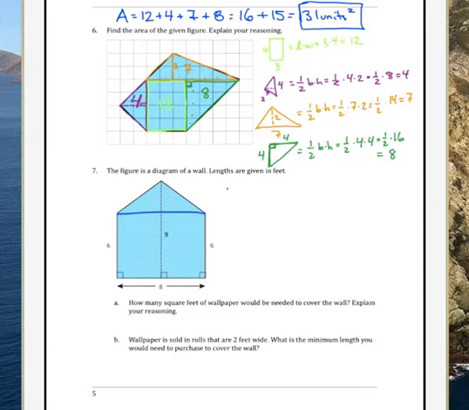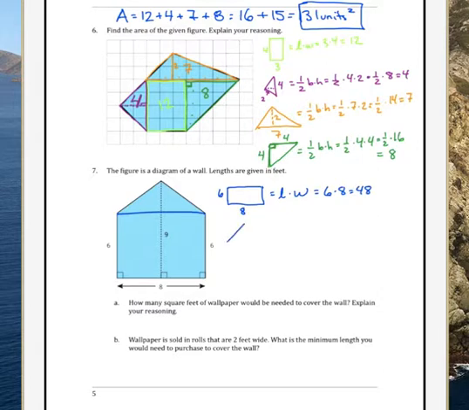I'm going to let this catch up. For some reason it's not. There it is. Okay, so length times width. And I know that it's 6 feet tall by 8 feet on the bottom. So I'm going to do 6 times 8, which is 48. So that's the area of just that rectangular part.